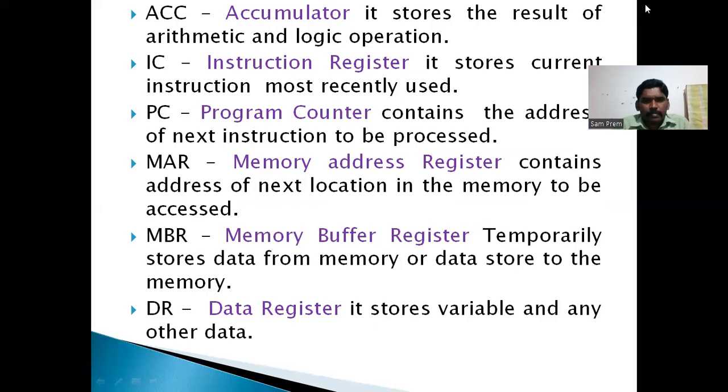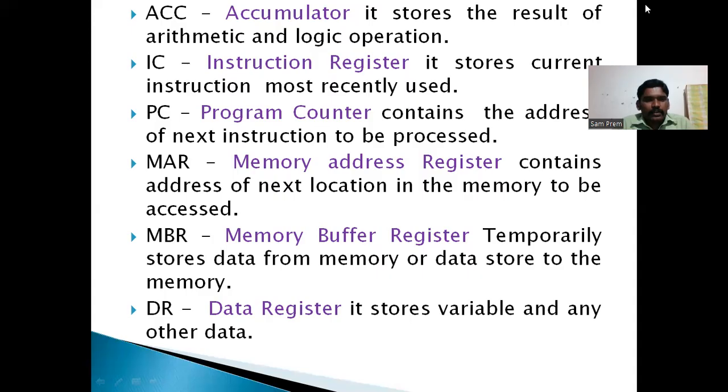First one is the accumulator. It stores the result of arithmetic and logical operations. If the computer performs arithmetic operations like addition, subtraction, multiplication, these results are stored in one register. That register is called the accumulator. And also logical operations, AND operation, OR operation, or comparing and performing the relational operators. These results will be stored in the accumulator also.